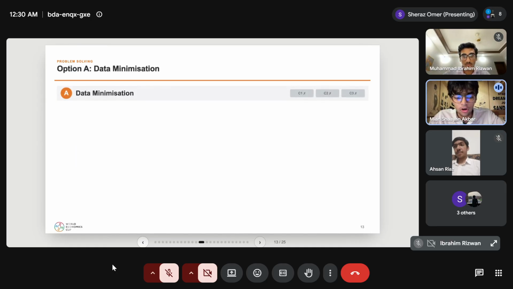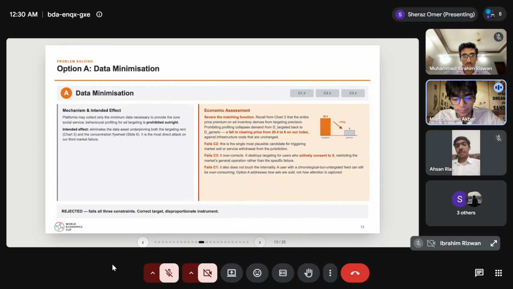Moving on to the next slide, option A, data minimization, represents a data privacy perspective. It prohibits behavioral profiling outright. This correctly targets the data asset. Recall the earlier chart showing the targeted advertisement price of 20.4, but the instrument is disproportionate. It removes targeting for users who actively consented to it, and it does not address the internality, since an untargeted feed can still be structured to maximize engagement.